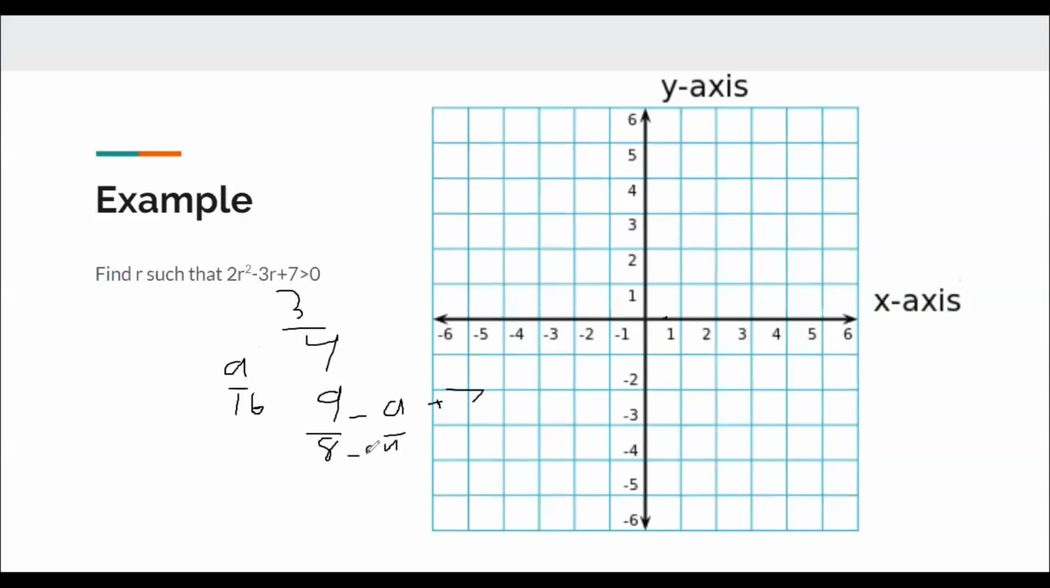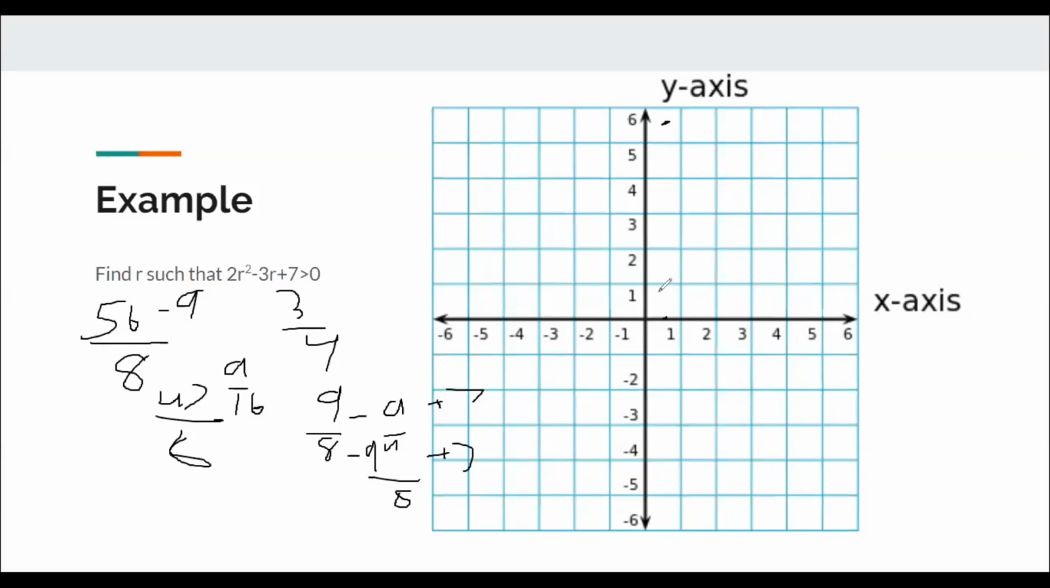And that's just negative 9 over 8 plus 7. And that's just 56 minus 9 over 8, which is going to be 47 over 8. So 3 over 4 comma 47 over 8, which is approximately 6. So it's going to be somewhere here. So that's our axis of symmetry, or vertex.